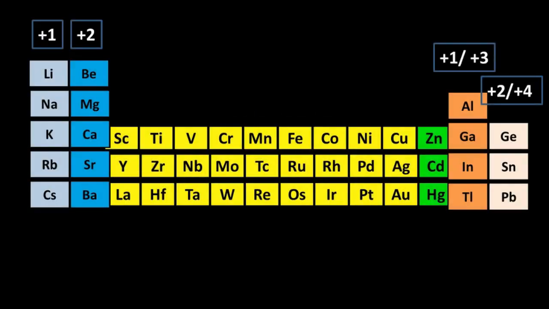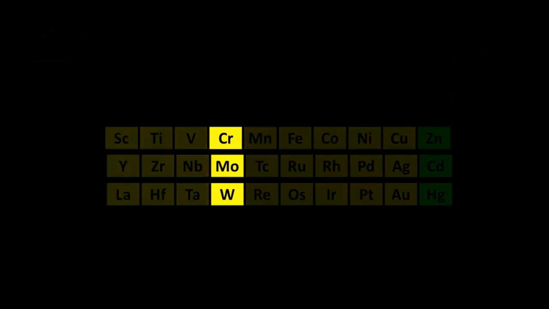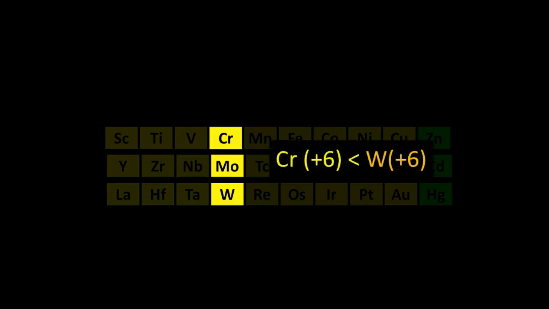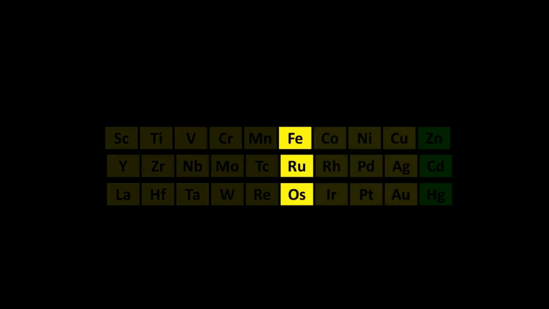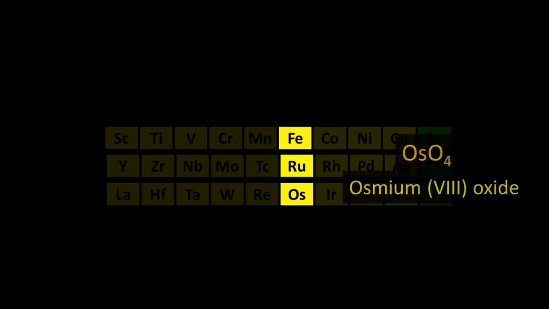Now as we go down the group in the d block, the stability of the higher oxidation state actually increases. So if you look at chromium, molybdenum and tungsten, the stability of tungsten +6 is much greater compared to that of chromium +6. Similarly, if you look at iron, ruthenium and osmium, while iron generally shows +2 and +3 oxidation states, osmium can in fact exhibit the +8 oxidation state in osmium tetraoxide.